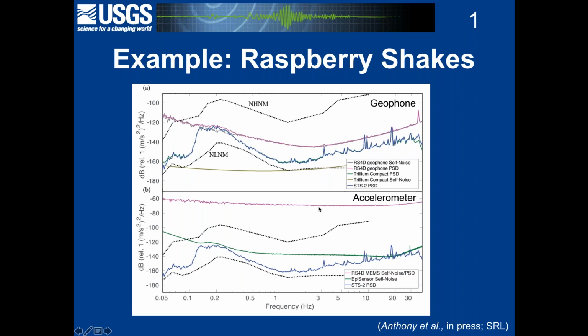Down here, I've plotted the same thing except for the accelerometer. So again, here's what we think true ground motion in the vault is looking like as a function of frequency. And you can see that the accelerometer isn't really recording any of this. It's just entirely instrument noise that you're getting.